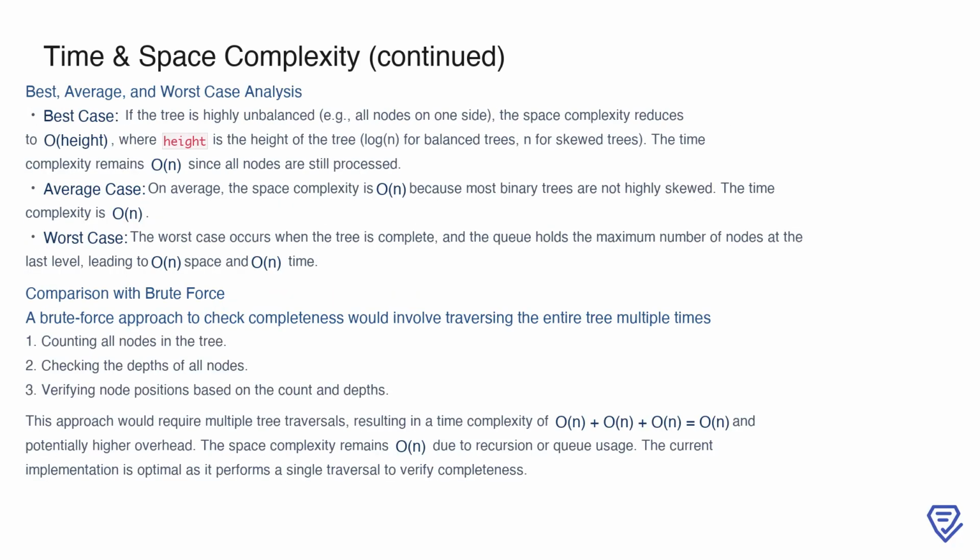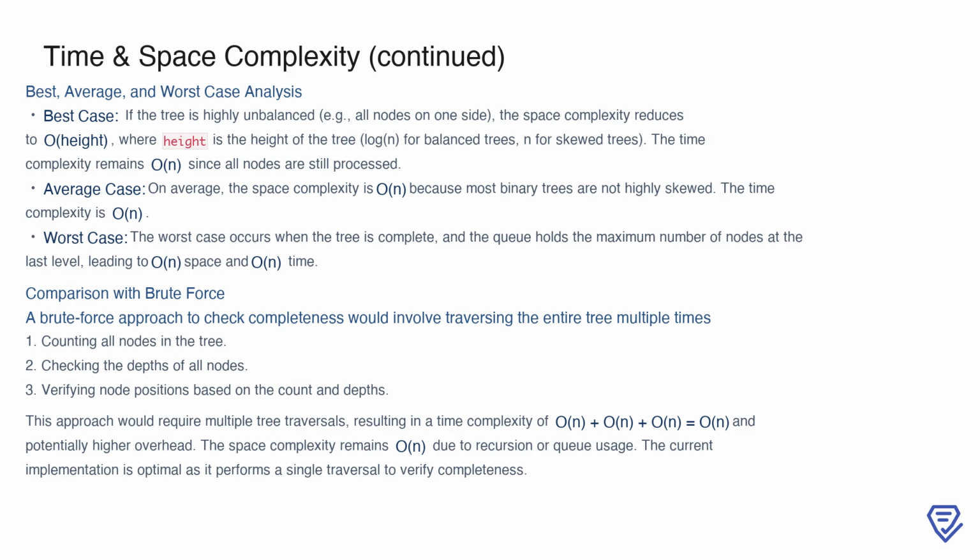Examining the best, average, and worst cases provides further insight into the algorithm's behavior. In the best case, where the tree is highly unbalanced, such as all nodes being on one side, the space complexity reduces to O(height), where the height of the tree depends on its structure. For balanced trees, the height is log n, while for skewed trees, it can be as large as n. The time complexity, however, remains O(n), because all nodes still need to be processed.